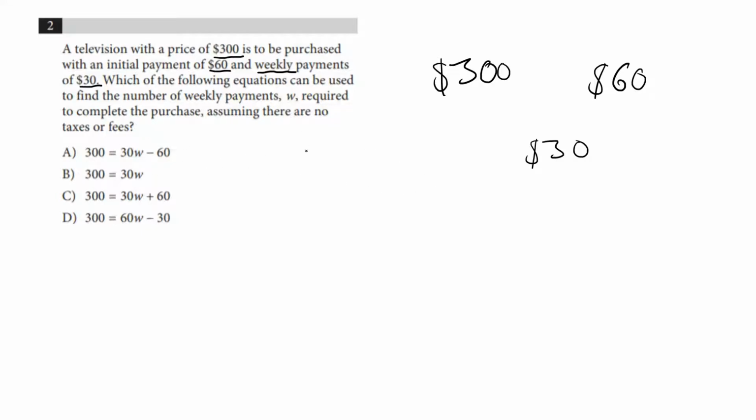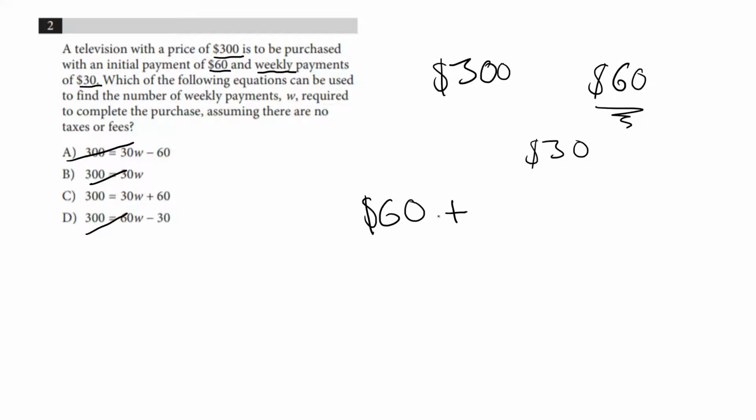Okay, so let's start by looking at what we know. We know that initially, you pay $60, right? That's right here, okay? So let's start out by writing this. $60, it's positive, right? So we already know that it can't be minus 60 because you don't lose $60, right? And it can't be minus 30 because, well, it's $60. All right, and already we can probably see that it's this one right here because this one doesn't even have a 60 in it. However, we'll just keep going for the sake of seeing the problem through.